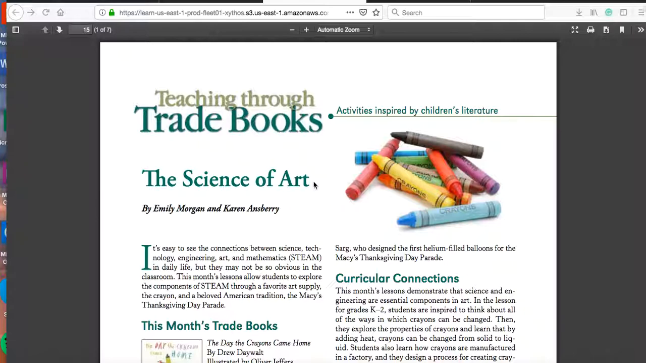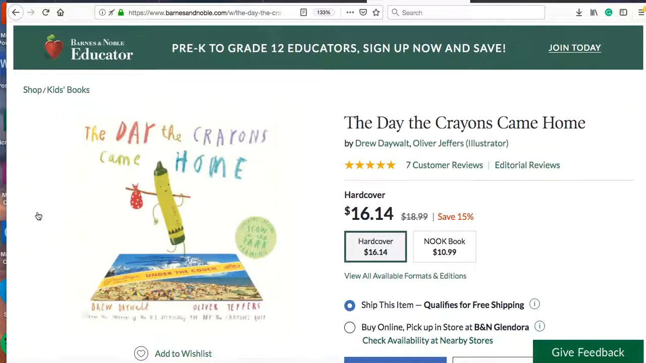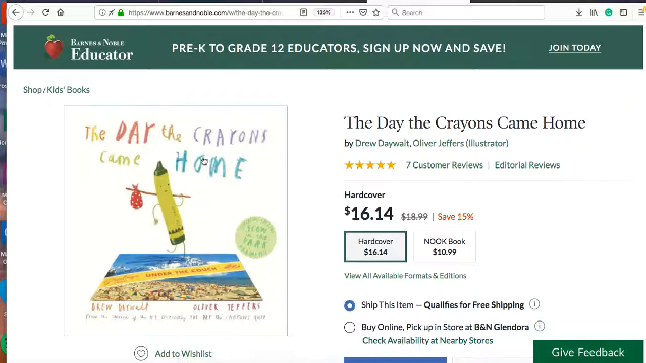The trade book theme that I chose is the science of art, and I chose the lesson plan that's geared towards kindergarten and grade 2. The book that was assigned for that lesson is called The Day the Crayons Came Home. It's written by Drew Daywalt and illustrated by Oliver Jeffers.